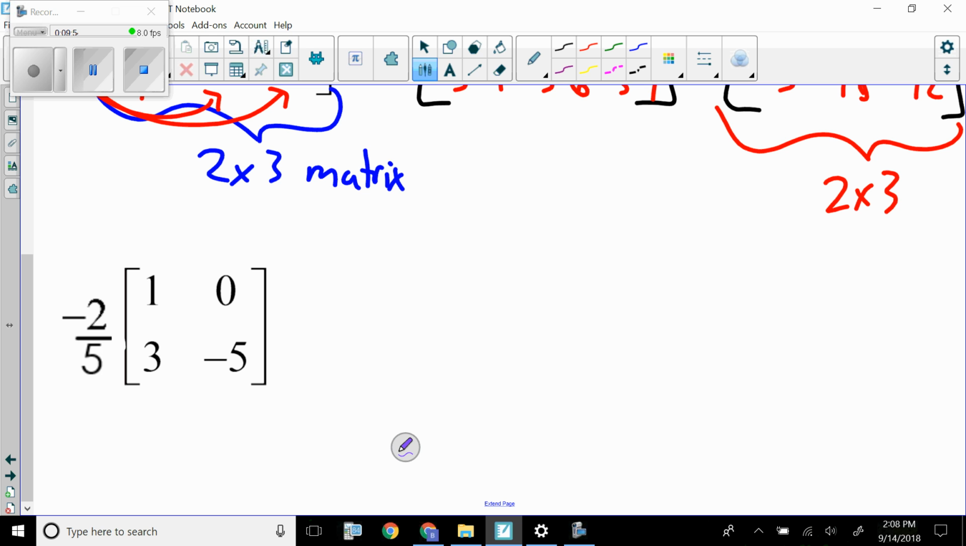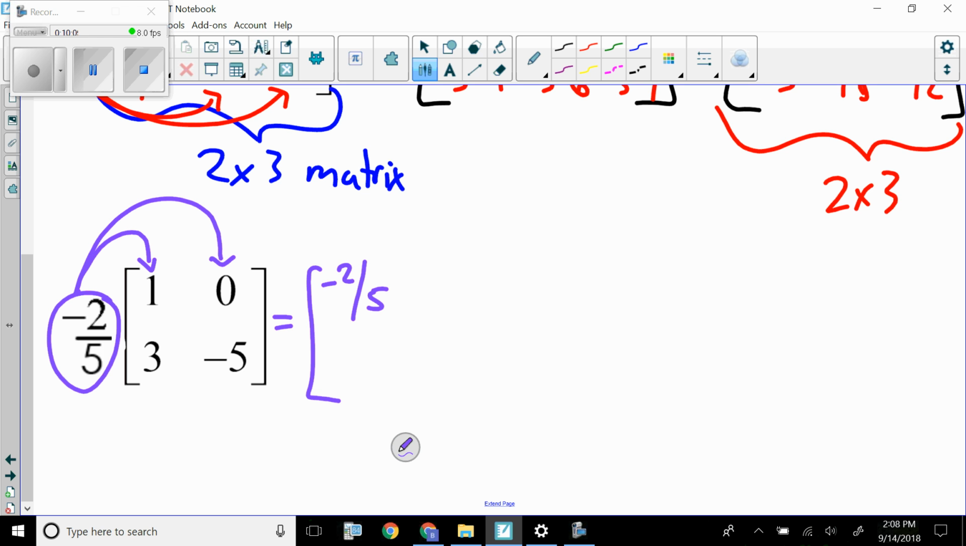Okay, now that you've had a chance to try it on your own, I am taking the negative 2/5 times each one. So I'm taking negative 2/5 times 1. Well, that's negative 2/5. I'm taking negative 2/5 times 0. Well, that's easy, that's 0. I am taking negative 2/5 times 3. Well, that's 3 over 1, so I'm at 3 times negative 2, that's negative 6 over 5 times 1, which is 5.